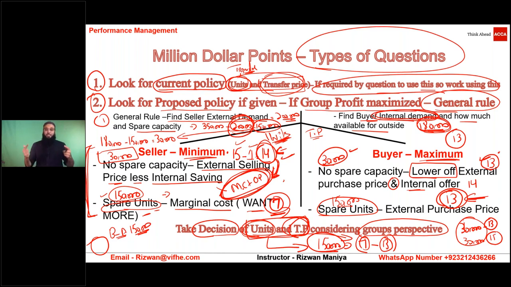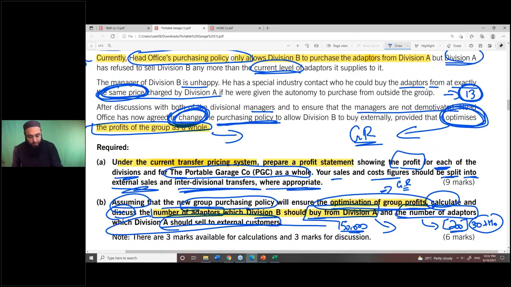The question said to discuss this. So what are the key things that you will write here? Simple, I'll tell you quickly. You will say that for division A, it's feasible to sell 200,000 at 15. That will maximize the profits. Complete 200,000. And division B should buy 150,000 at a price, whatever it is, 17 or 13. That will be good for B. That's it. Understood? The question was asking you about units only, number of units. Answered? Done.